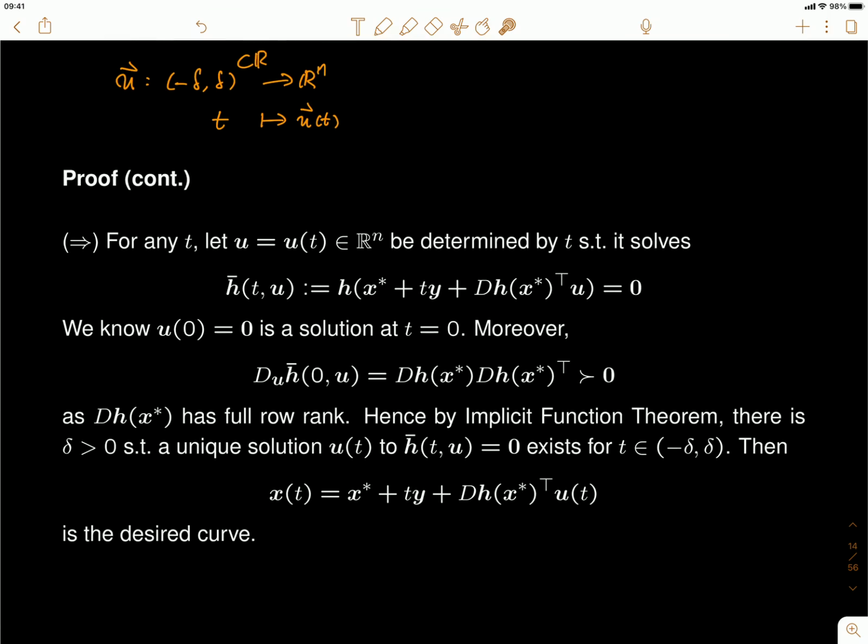So x star and y are given, and then we put t here, and this is the Jacobian of h at x star, and this u. Apparently this is a function of t and u only, because x star and y are fixed. h is given. So everything is fixed except t and u. So I'm going to decide what u needs to be, such that for any different t, I choose a specific u such that this is always equal to 0.